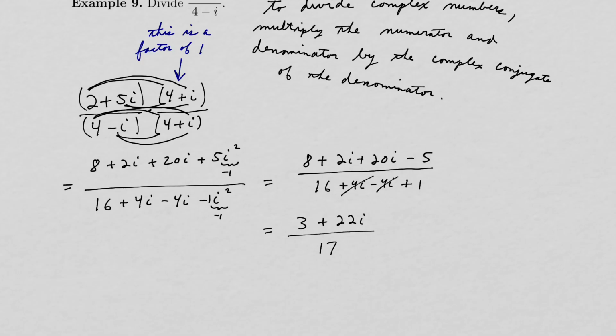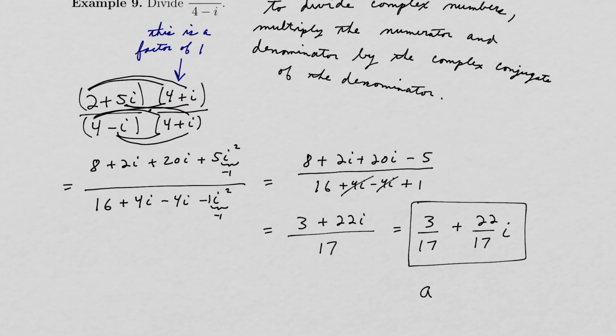So that's the answer, but usually you write it like this. I'm going to take each piece and put it over 17. So this is 3 over 17 plus 22 over 17 times i. And I write it like that because now it has the form A plus Bi, something plus something times i.